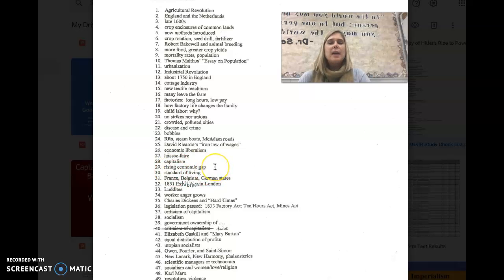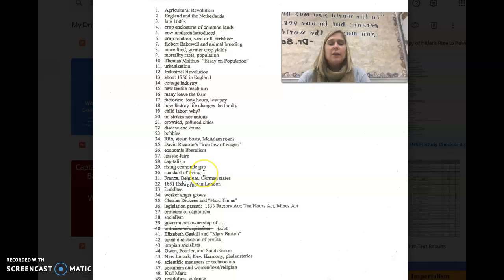There is a rising economic gap during the Industrial Revolution. That means, the rich are getting richer, the poor are getting poorer. And so, there's this large gap in between those groups. However, I need you to add next to this word on 29, thanks to reforms made, the gap started to shrink. So it got smaller thanks to reforms being made. And we know Parliament played a role in that in England.